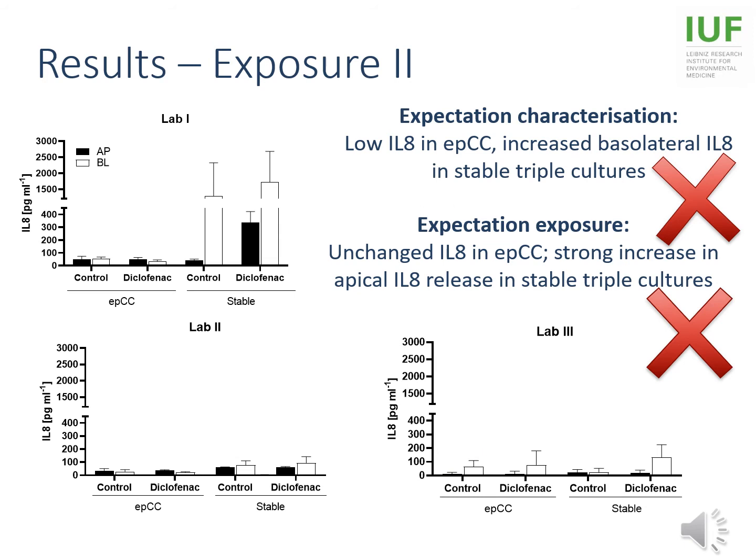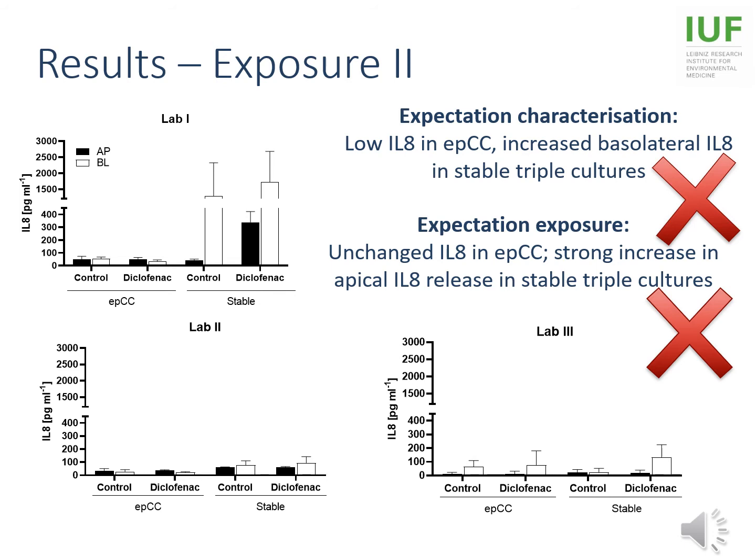The quantification of interleukin-8 release was included as a bit of a last-minute endpoint that can give us an indication for both the THP-1 differentiation as well as the response to diclofenac. The graphs summarize the results of the individual labs, with the epithelial co-cultures on the left and the stable triple cultures on the right. Apical and basolateral supernatants were analyzed separately.